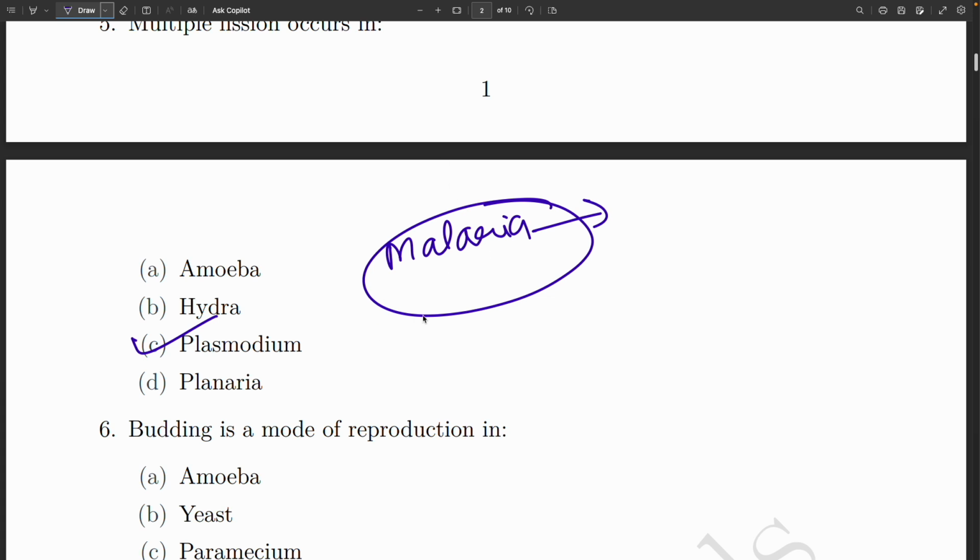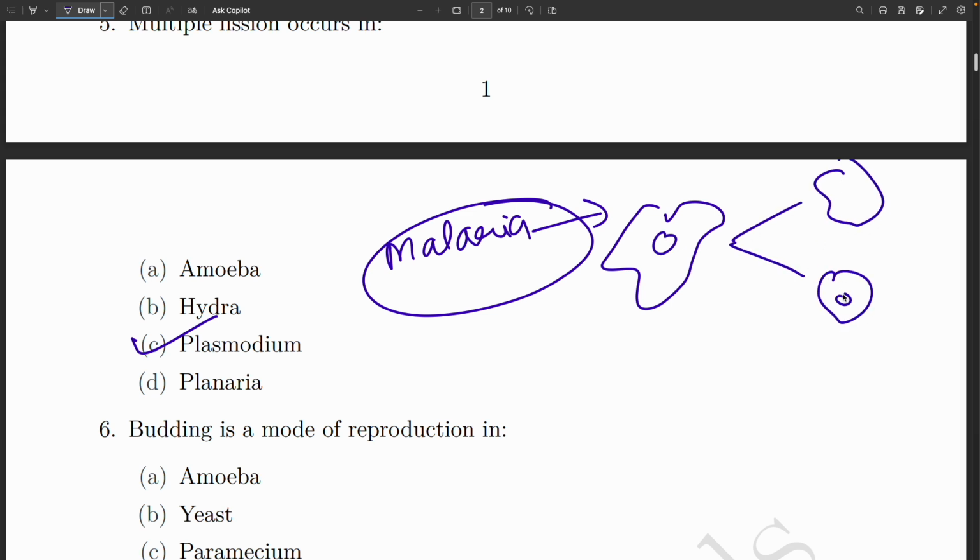Now this plasmodium shows multiple fission, and multiple fission is basically, you can say like in amoeba, one amoeba was getting divided into two daughter amoebas, right? Like this. But here in plasmodium, one plasmodium divides into four new plasmodiums. So this is your multiple fission. Okay, let's go ahead.